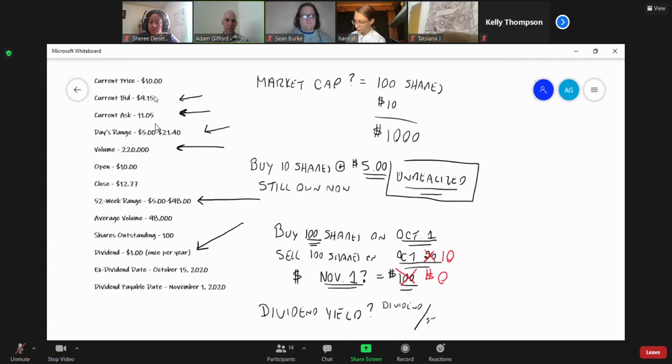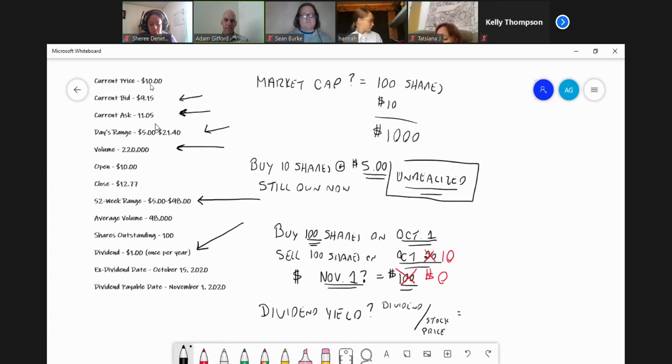Dividend over stock price. Here's my calculator. $0.10. What was that again? Is it 10 cents? 10%? Yeah, 10%. So we have $1, which is our dividend, over $10, which is our stock price. So that's going to equal 0.10.